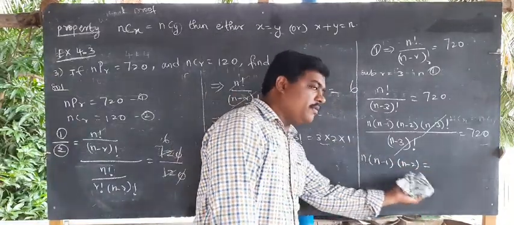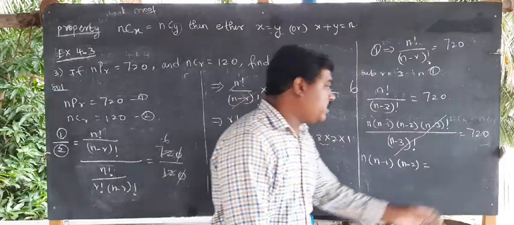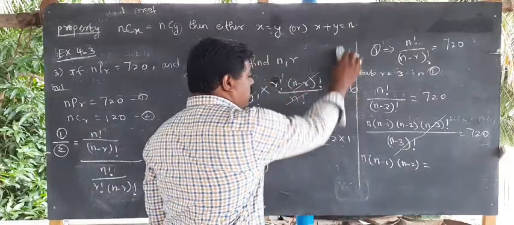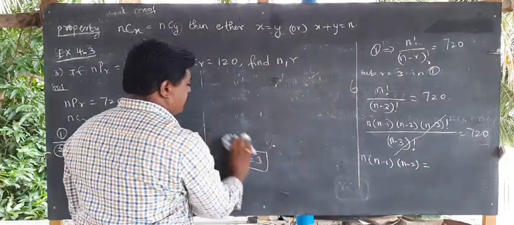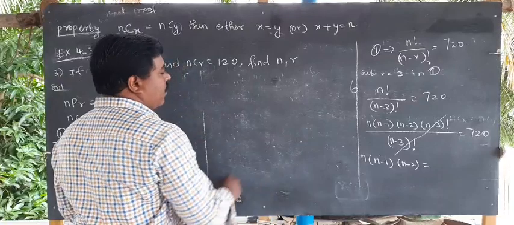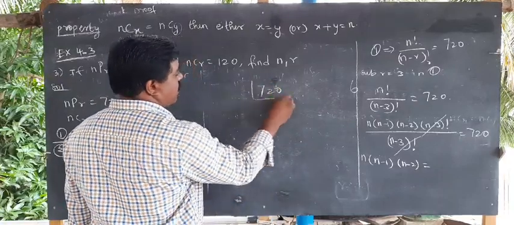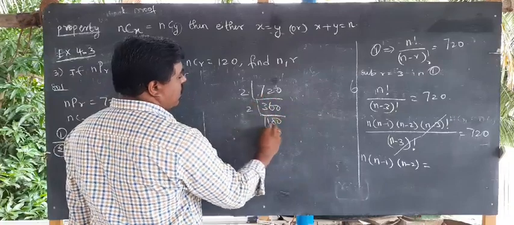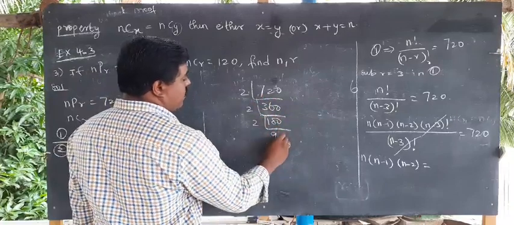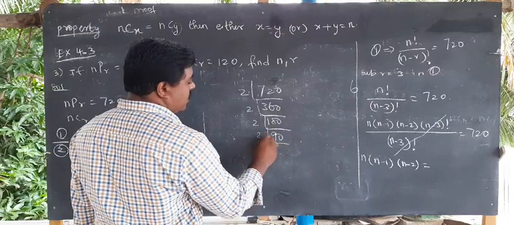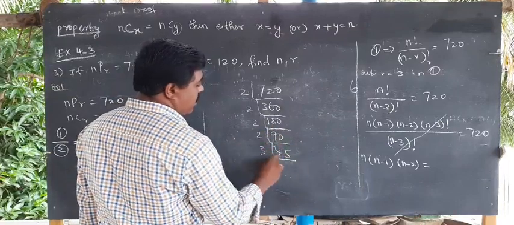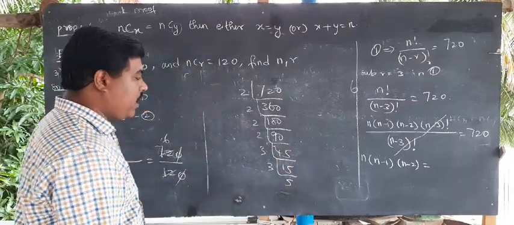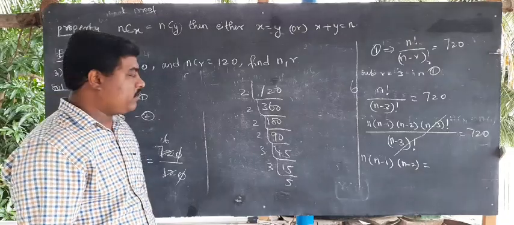So here 3 terms we are having. We also need to convert 720 into 3 terms. How do we have to convert? Listen. 720 to 360 to 180 to 90 to 45, 315, 3 into 5. Like this we have to write.